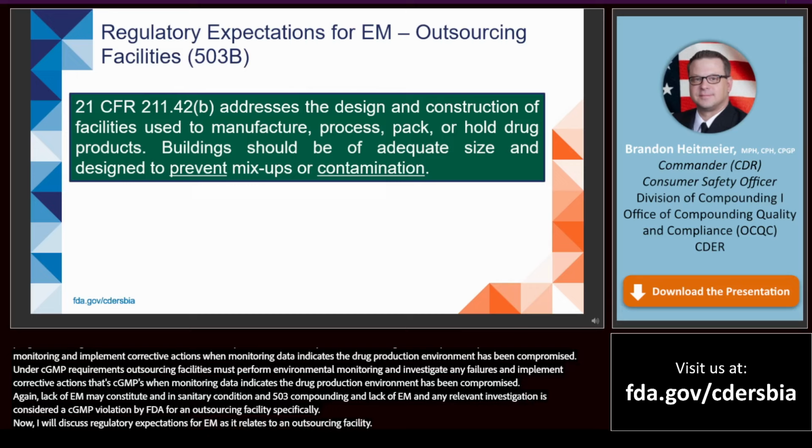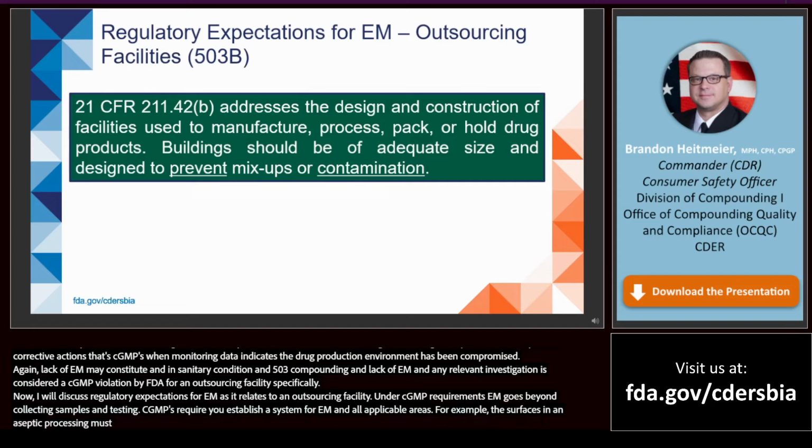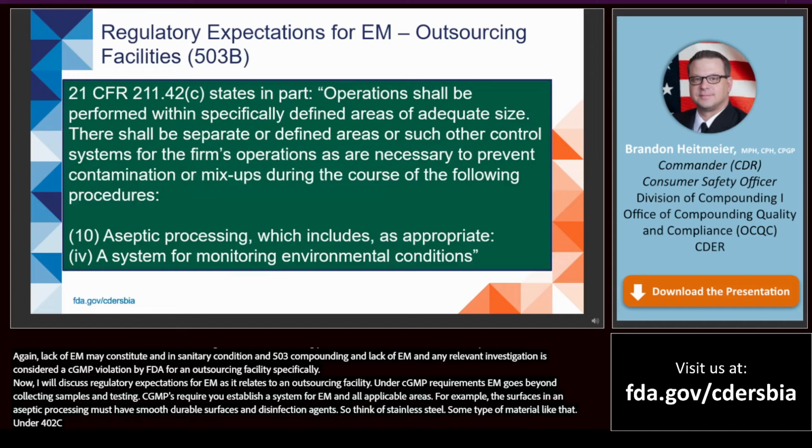Under CGMP requirements, EM goes beyond collecting samples and testing. CGMPs require that you establish a system for EM in all applicable areas. So for example, the surfaces in an aseptic processing area must be cleanable surfaces. In other words, they must be smooth, durable to cleaning and disinfection agents. So think of stainless steel, some type of material like that. Under 42(c) of Part 211, the requirement for a system involving EM is laid out in plain text. Also, the requirements for separate areas and controls are laid out here.